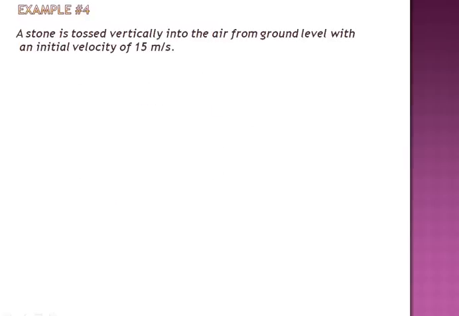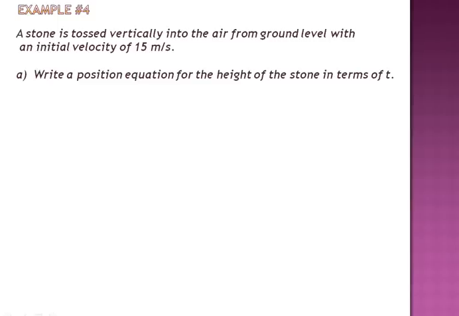Our example number 4 is going to be a position equation for a stone that's tossed vertically into the air from the ground level with an initial velocity of 15 meters per second. So part A, they ask us to write the position equation for the height of the stone in terms of t. So our position equation S of t is equal to the gravitational constant. For meters, that's negative 4.9. For feet, that would have been negative 16. Multiply that times t squared, then plus initial velocity times t, plus initial position.